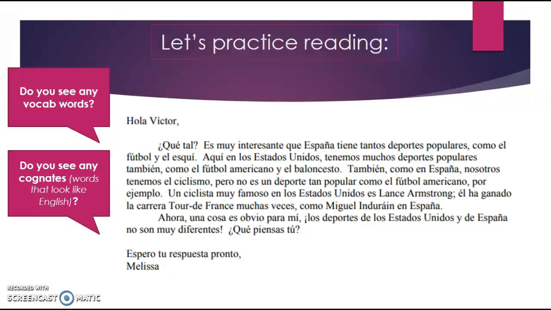And then at the end, she makes that comparison, "los deportes de los Estados Unidos y de España no son muy diferentes." The sports in the United States and in Spain are not that different, okay? "¿Qué piensas tú?" What do you think? And then she signs off on her letter. So clearly it's a passage about sports and the difference between sports, just comparing sports that are popular in Spain and the United States, and then mentioning two different pro athletes from both countries, okay, that are cyclists. So that's basically what's going on there.